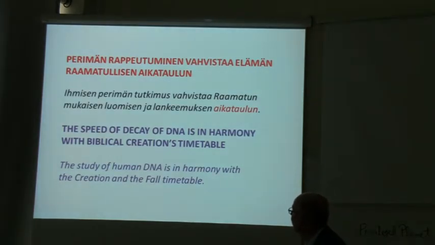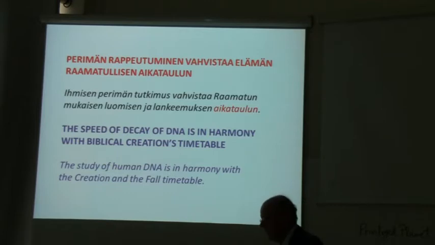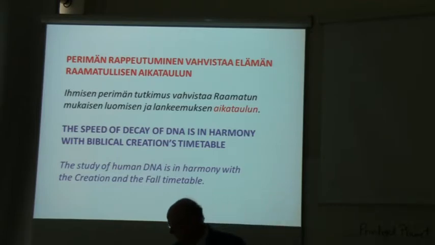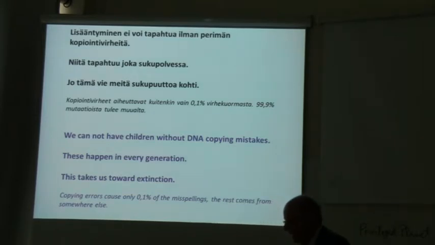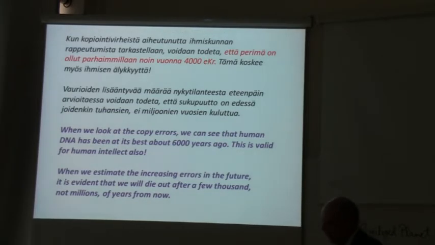Well, we talk about this a little bit. Somebody asked how long have we been here. We talk about that nobody can have children without DNA copying mistakes, and these mistakes happen in every generation, and these mistakes take us toward dying out or extinction. When we look at the copy errors, we can see that human DNA has been at its best about 6,000 years ago. This goes for human intellect also. We're getting more stupid all the time, unfortunately.